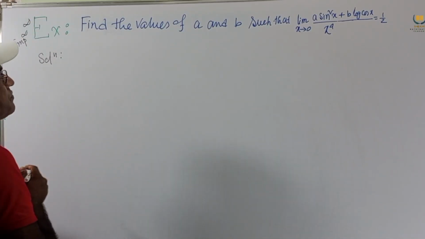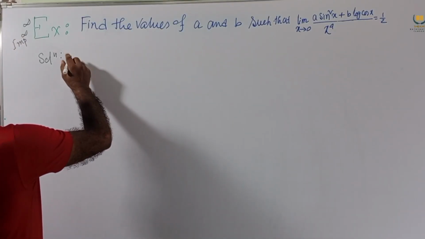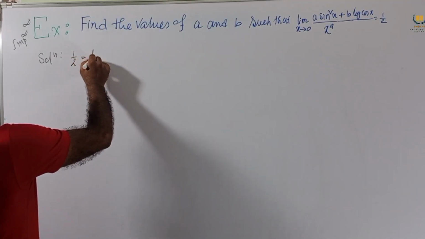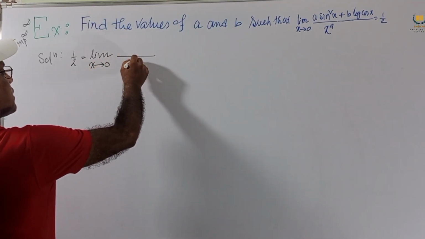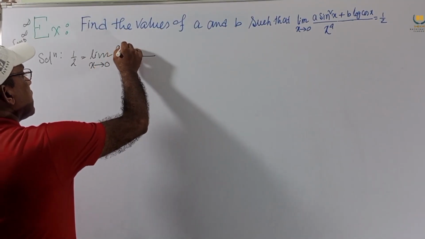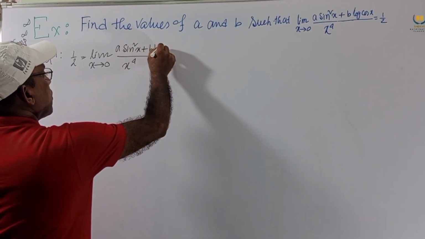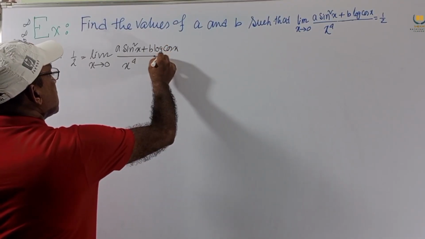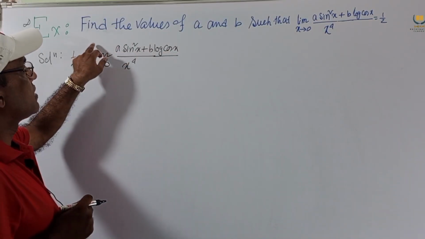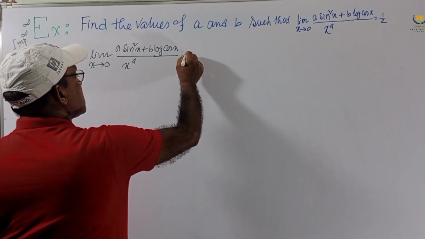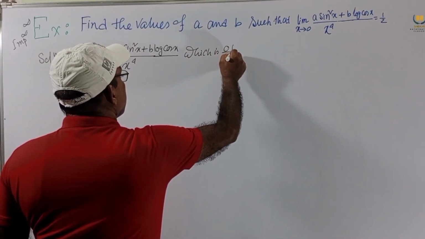Now consider the solution. This one is given as a half, so we consider 1 by 2 equal to limit x tends to 0 of (a sin²x + b log cos x) / x⁴. Now sin 0 is 0, cos 0 is 1, log 1 is 0, so the numerator is 0 and the denominator is 0. This is 0 by 0 form.